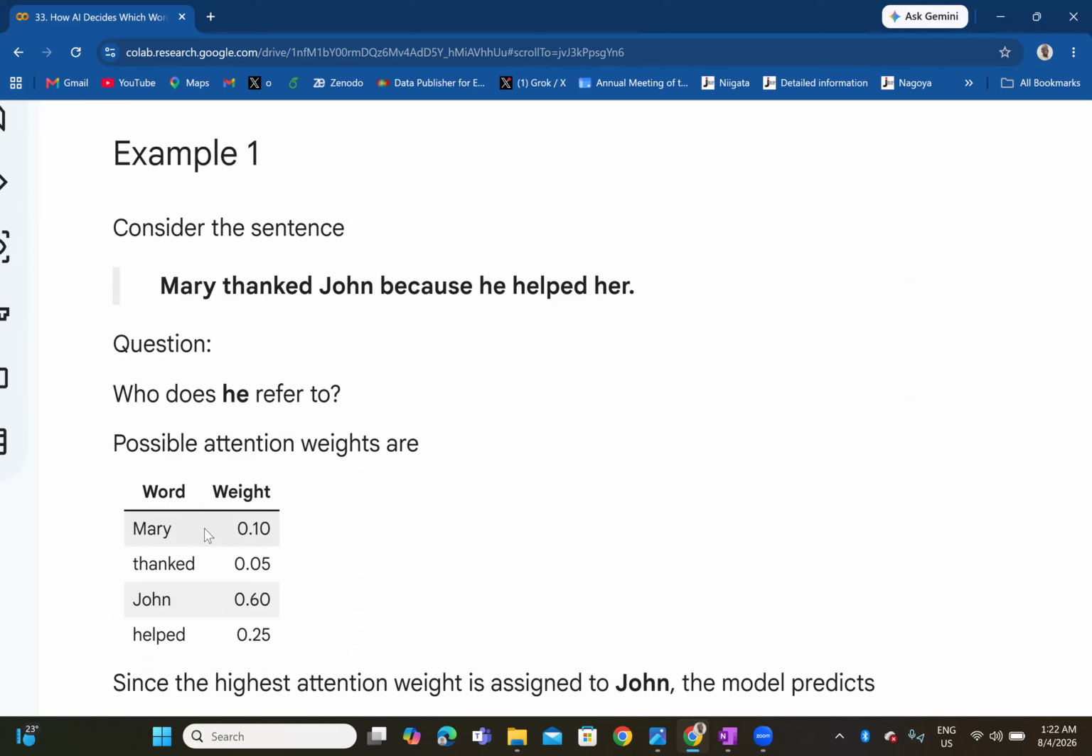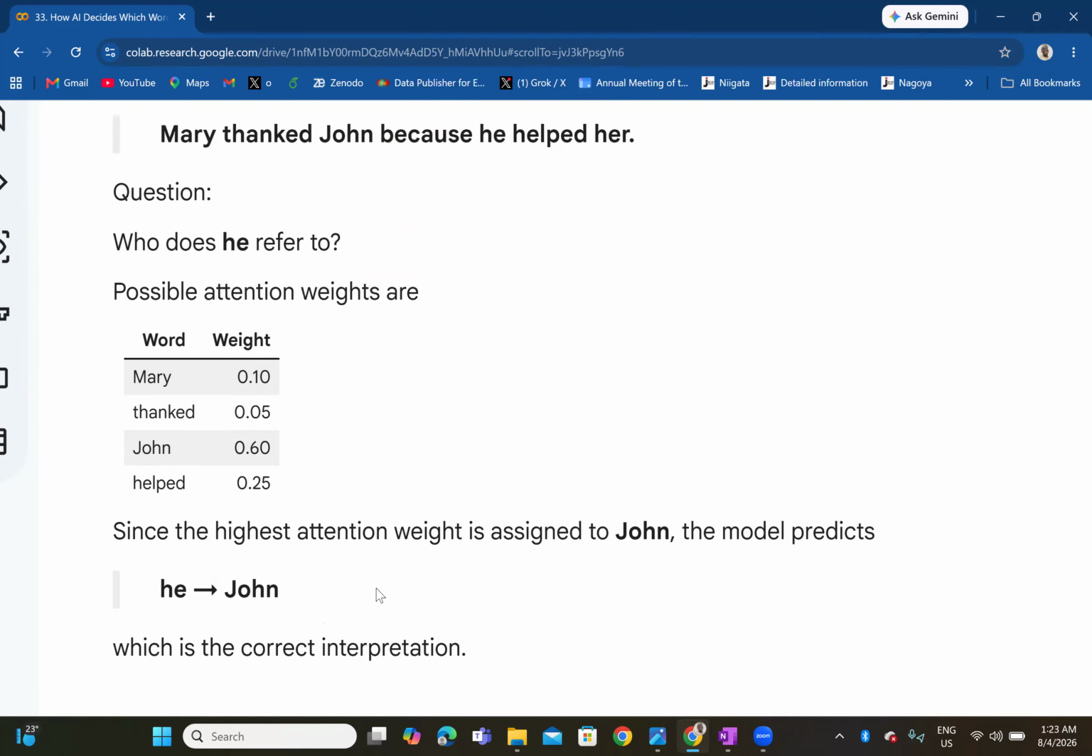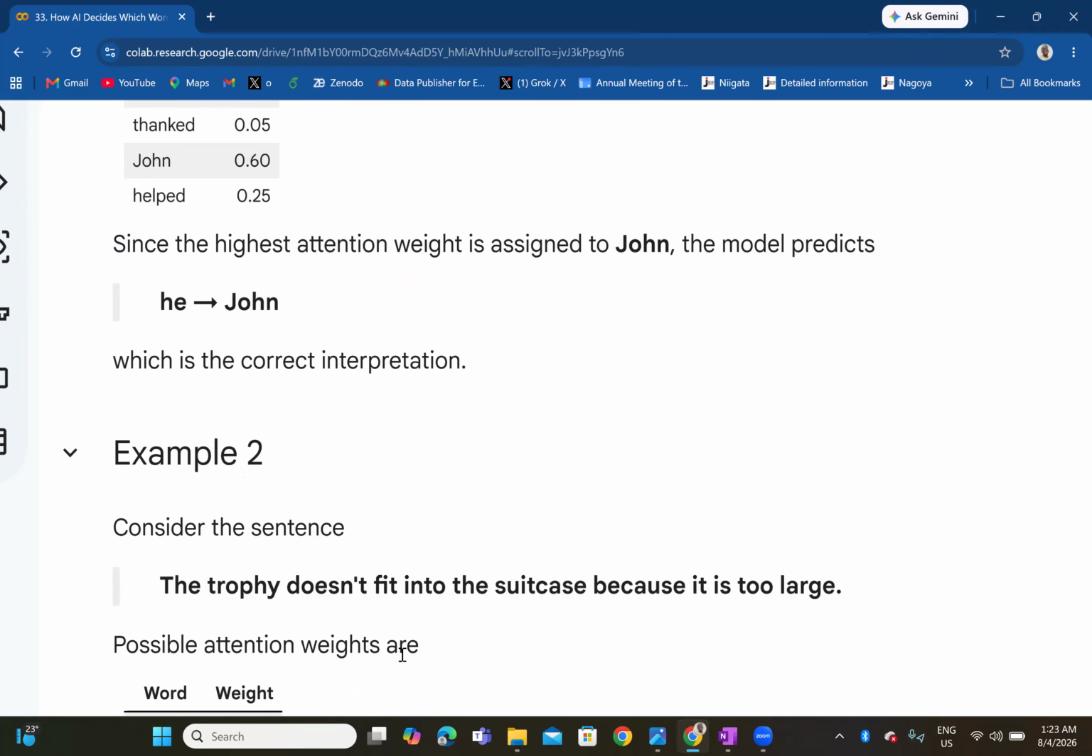So possible attention weights here are Mary 0.10, thanked 0.05, John 0.6 because he refers to John, and helped 0.25. Since the highest attention weight is assigned to John, the model predicts he to be John, which is the correct interpretation in this case.